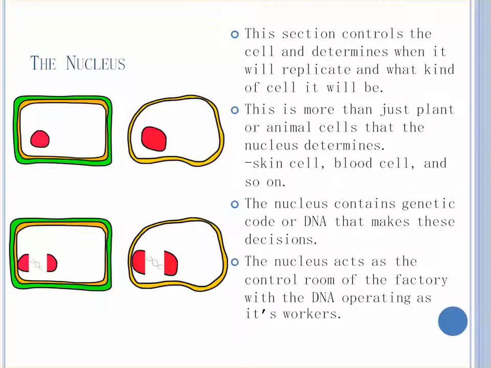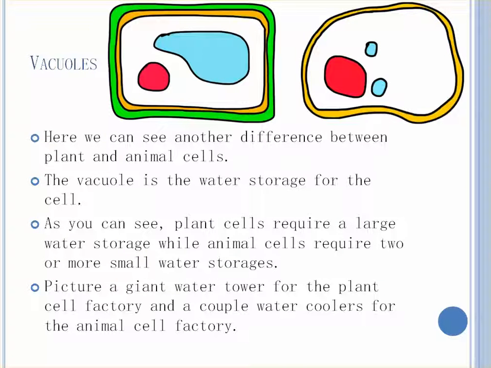From there, we will move on to the vacuoles. Now again, we see another difference between plant and animal cells. The vacuole is a water storage for cells. As you can see, the plant cell requires a very large vacuole, whereas an animal cell could get away with two or more very small vacuoles. Picture the factory having a giant water tower to supply the entire factory, whereas the animal factory could get away with a few water coolers.